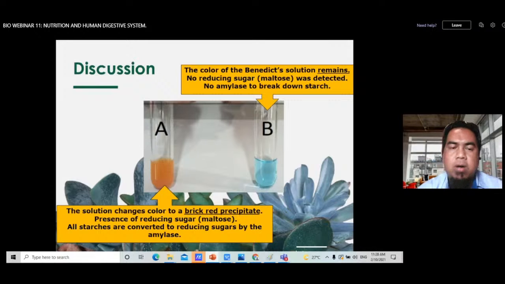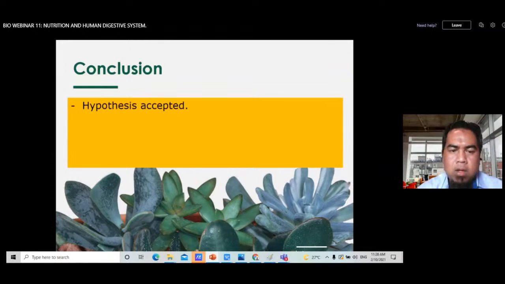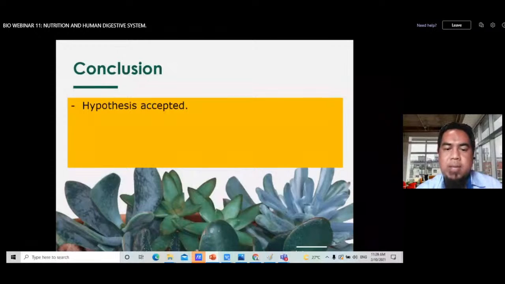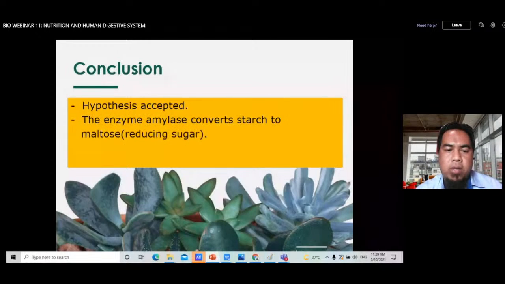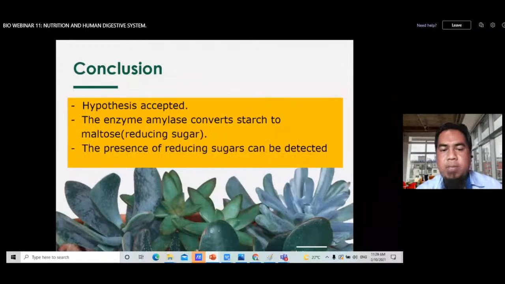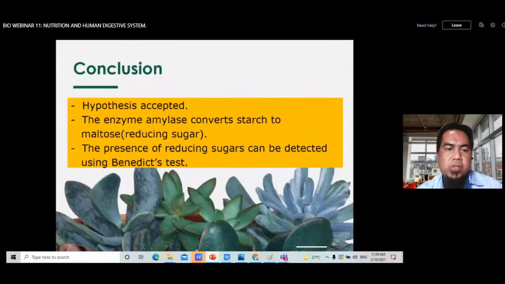So, the conclusion for this experiment. The hypothesis for this experiment is amylase hydrolyzes starch to reducing sugar. So for the conclusion, the hypothesis is accepted. The enzyme amylase converts starch to maltose, which is a reducing sugar, and the presence of reducing sugar can be detected using the Benedict test, where the Benedict solution turns to brick red precipitate. So we are finished with activity 9.1.